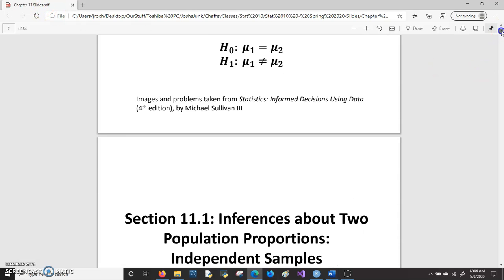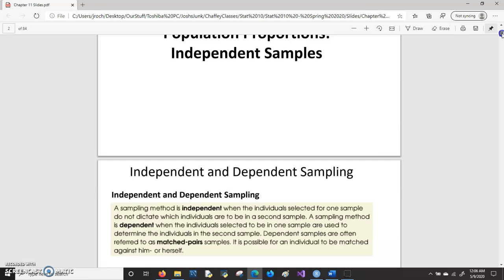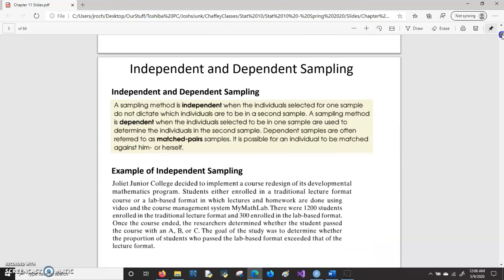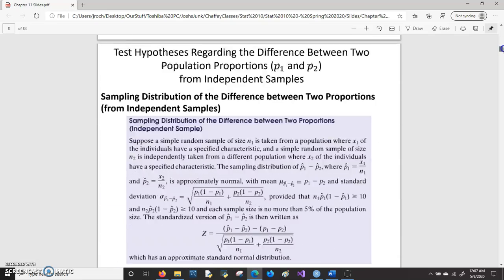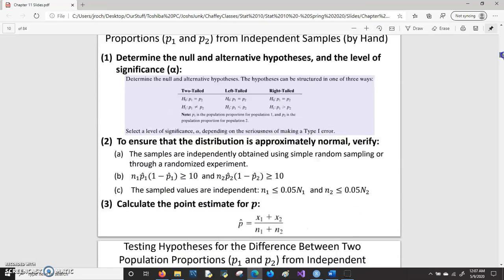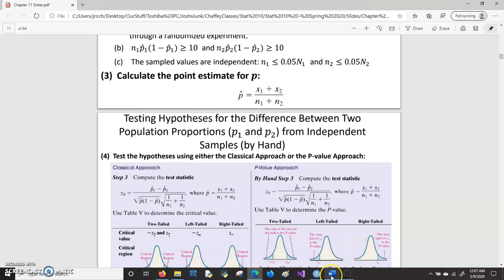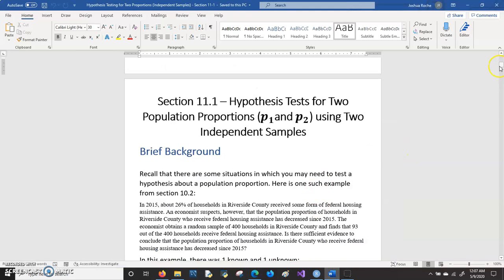And in the slides are background notes on section 11.1 and some examples. And if you get a chance, they're good to look over. I'm going to go right to the lecture notes for section 11.1. And 11.1 is on hypothesis tests for two population proportions, P1 and P2, using two independent samples.